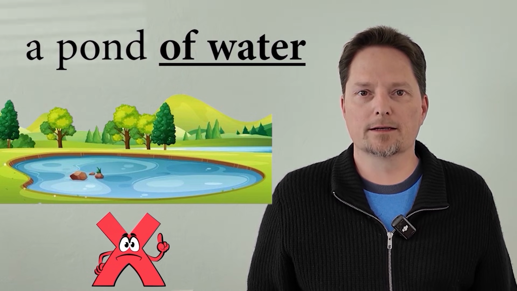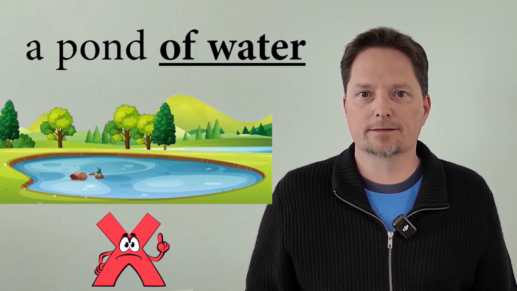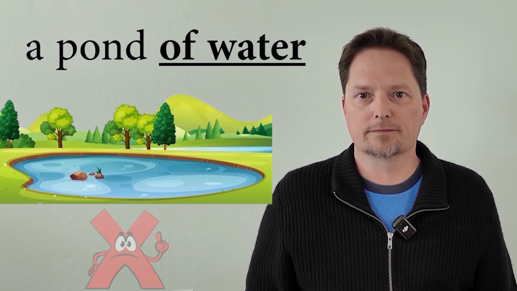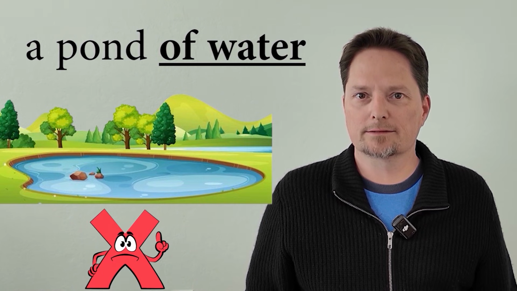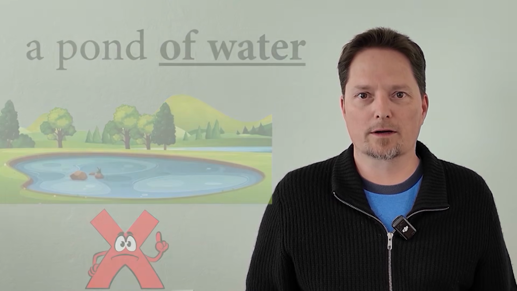So what is a pond? A pond is a small lake. This is a pond. There's a pond at the park. Let's practice. Is this a pond? That's right, this is a pond. Is there a pond at the park? That's right, there's a pond at the park.